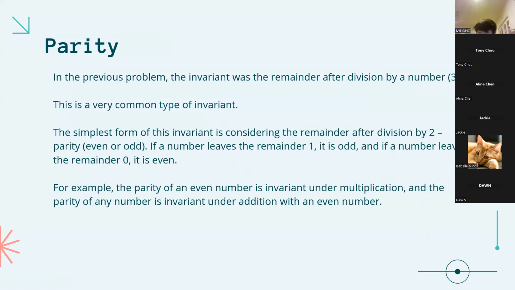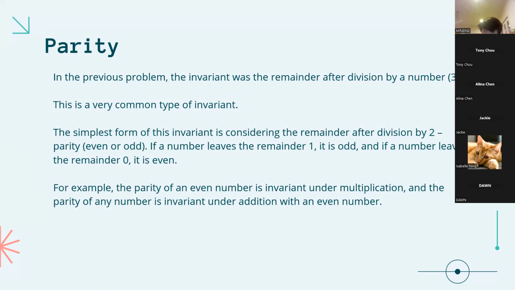Okay, so in that past problem, problem 1, which was the second problem we did, we considered the remainder after division by 3. So invariants often include the remainders of a number after division by 3. And last time in that problem, we considered the remainder after division by 3.